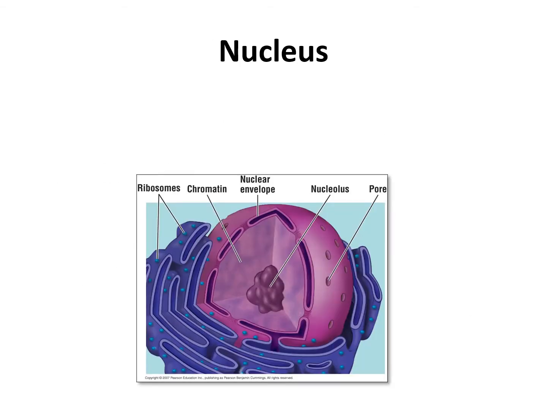As I mentioned before, eukaryotic cells are very complex and they have organelles. And again, the definition of an organelle is a membrane-bound area of cytoplasm that has a specific shape and function. The first organelle I want to talk about is the nucleus. The nucleus is the organelle that contains and protects the DNA.